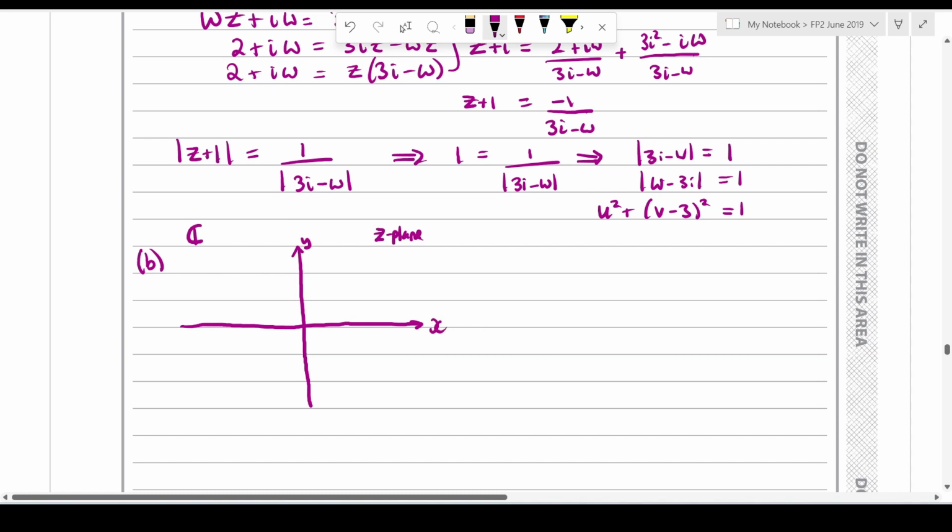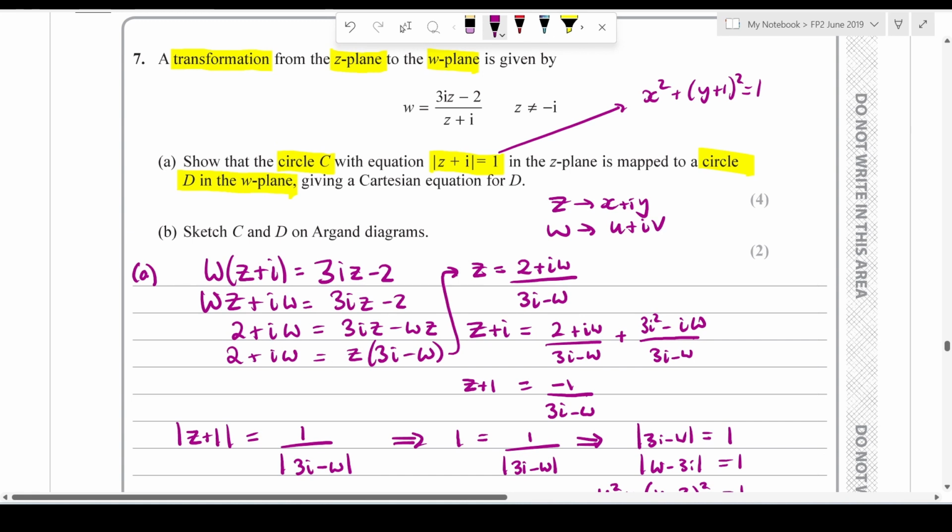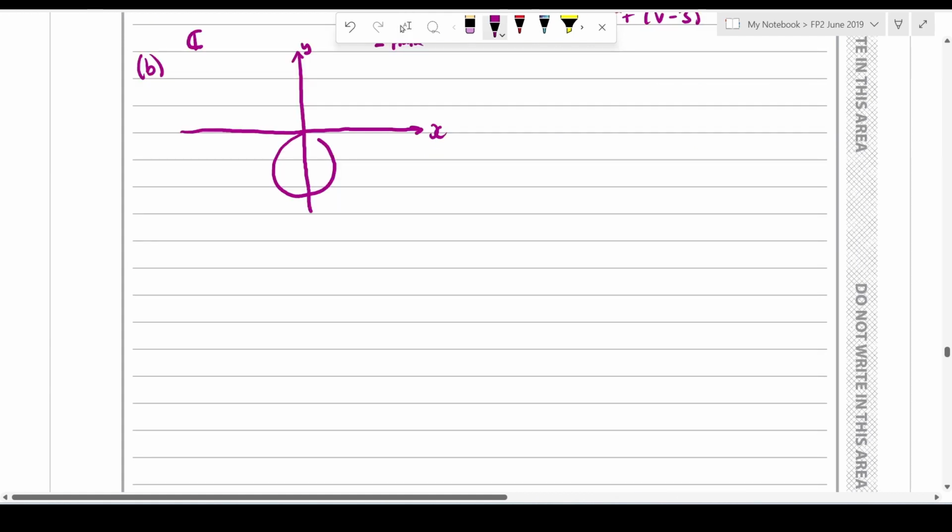This was the circle given by that equation. So that's X squared plus Y plus 1 squared is equal to 1. That's squaring the whole thing. So that's centered at 0, minus 1, and its radius is 1, so it's going to touch that axis. So the center of it is at X is 0, Y is minus 1, and the radius is equal to 1.